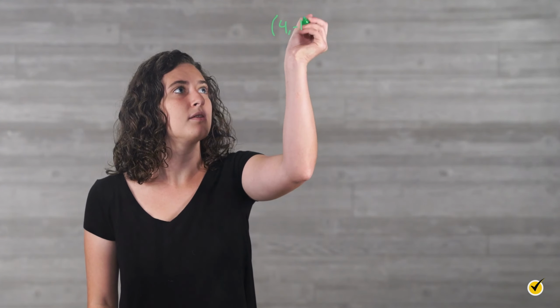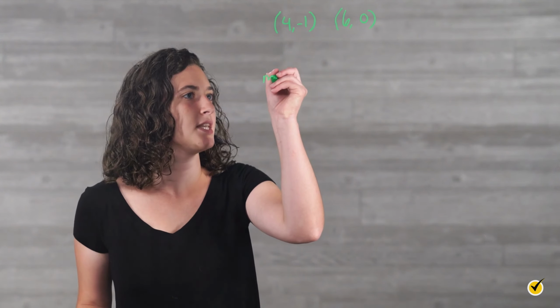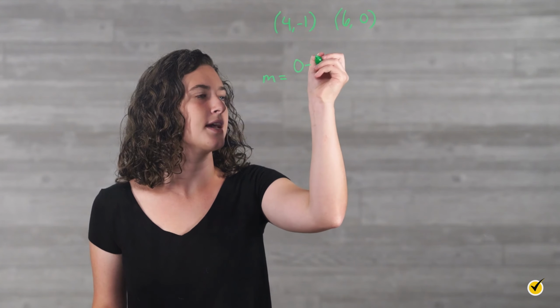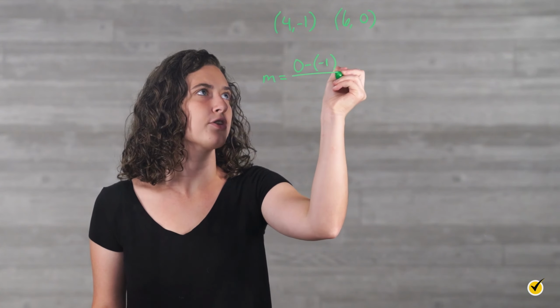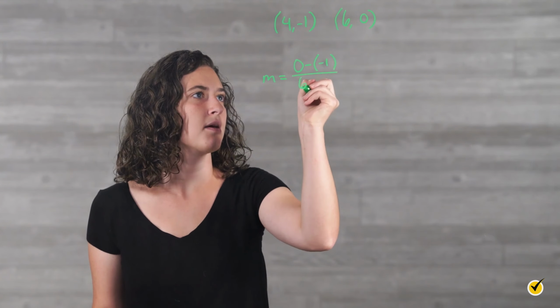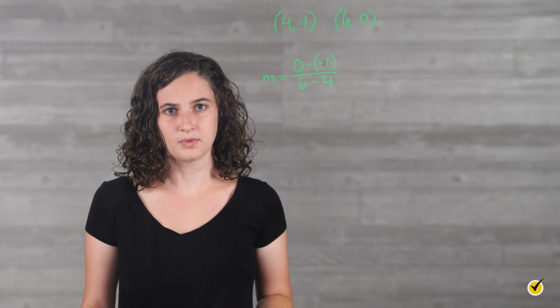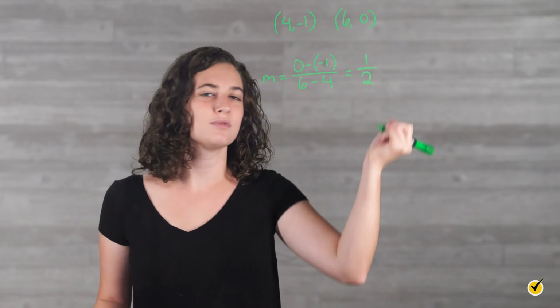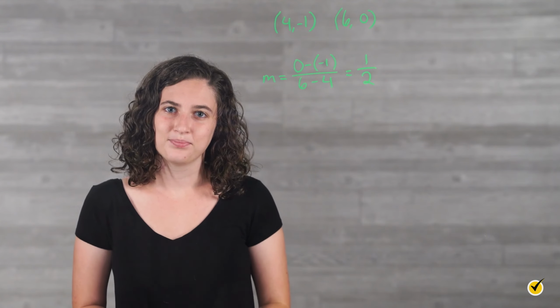Find the y-intercept of the linear function that passes through the points (4, -1) and (6, 0). Let's start by using the slope formula to determine the slope of this function. So slope is equal to the change in y, so we have 0 minus -1 over the change in x, so 6 minus 4. So then we can simplify this and we'll get 1 over 2, so the slope is 1/2.